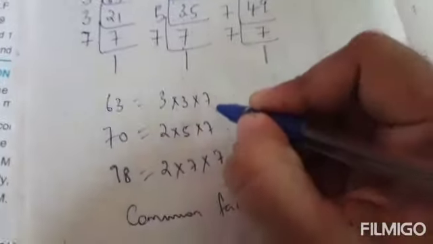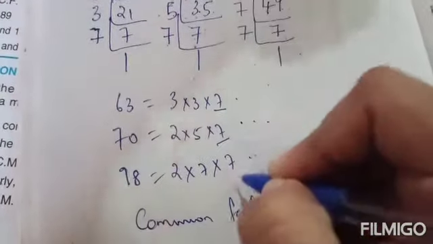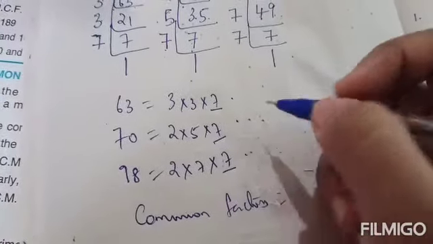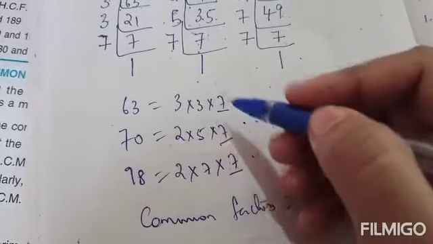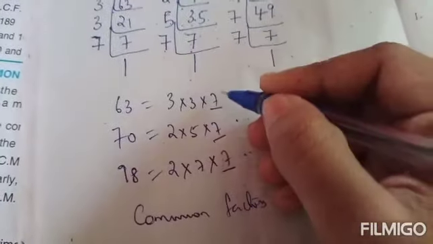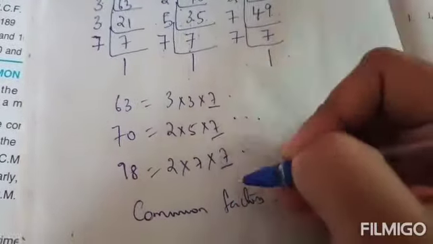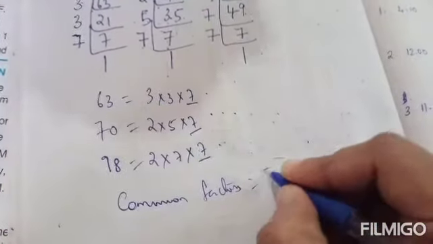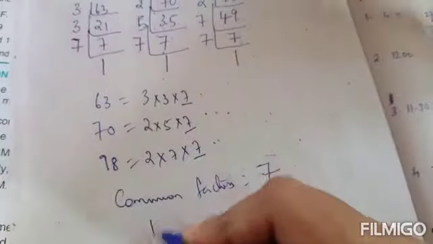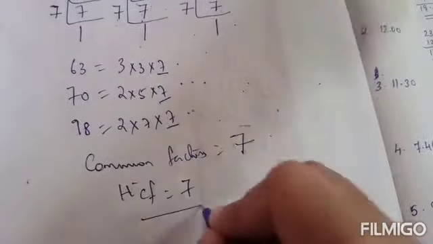Here 7 is coming in these three numbers. Okay, so that you can pair. Now no other number you can find like this. Okay, 7 is coming in 63, 70 and 98 one time, so you can pair that only. So common factor it is 7. So here HCF is 7.